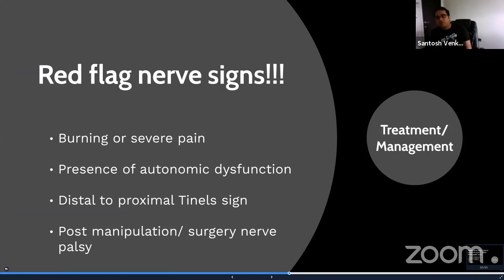Before we go down to that, we need to understand what is a nerve in danger. So pretty much like red flag signs for nerve injuries. I tend to say if they have burning or severe pain, that's like the cry of the dying nerve.